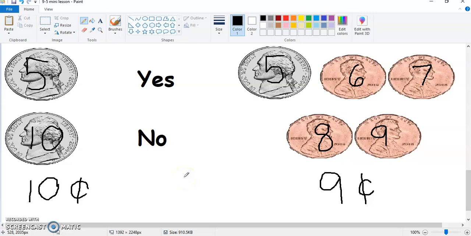Now, we are going to ask ourselves, is this a fair trade? Are these the same amount? Well, is 10 the same as 9? No way. That means that if I had 2 nickels, I had 10 cents, and you had 1 nickel and 4 pennies, you had 9 cents, I would have more money because 10 is bigger than 9. So we are going to circle no, because 10 and 9 are not the same.